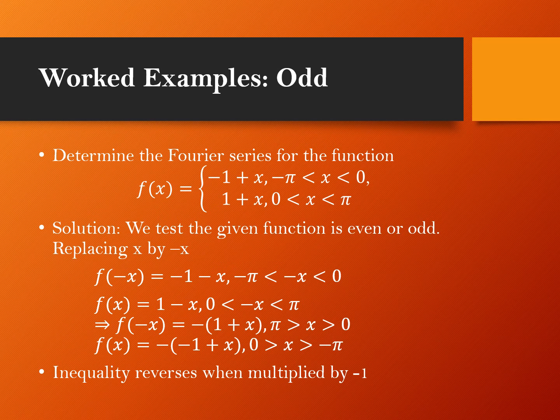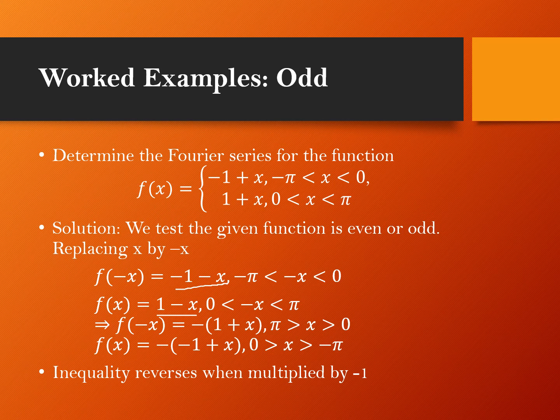Let's take another example: to find the Fourier series for the function f(x) equal to minus 1 plus x for the interval minus pi to 0, and 1 plus x for the interval 0 to pi. Now if we replace x by minus x, we get f(minus x) equal to minus 1 minus x for the interval minus pi to 0, and 1 minus x for the second interval.